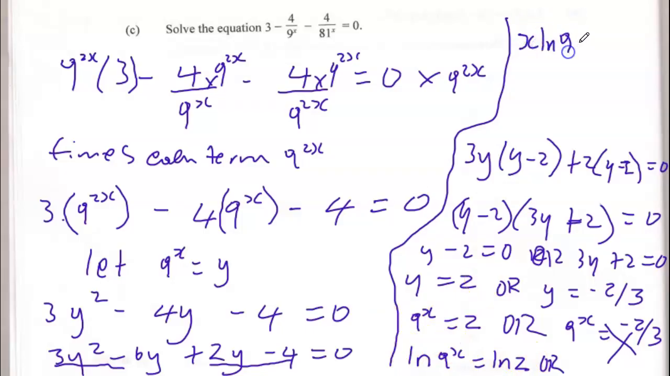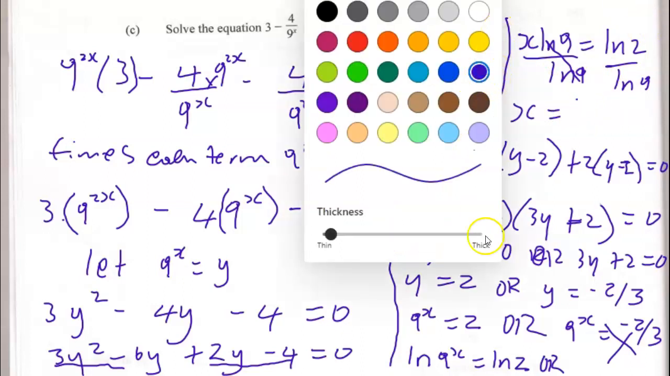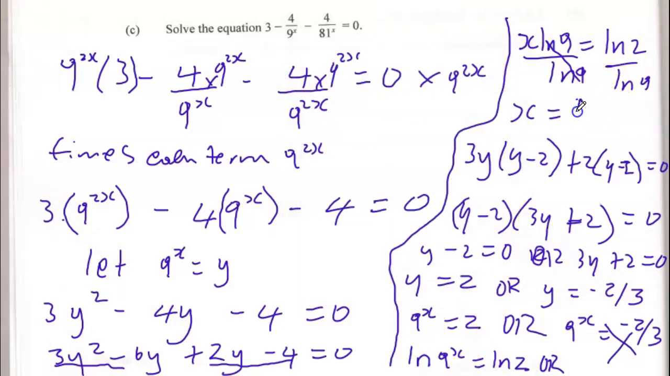So remember the law of logarithms, that the power x there, we can put it at the front. So x ln 9 equal ln 2, divide both sides by ln 9 to get the x by itself. ln 9 divided into itself gives us 1, so the solution is ln 2 over ln 9. That's our solution that we're circling there.